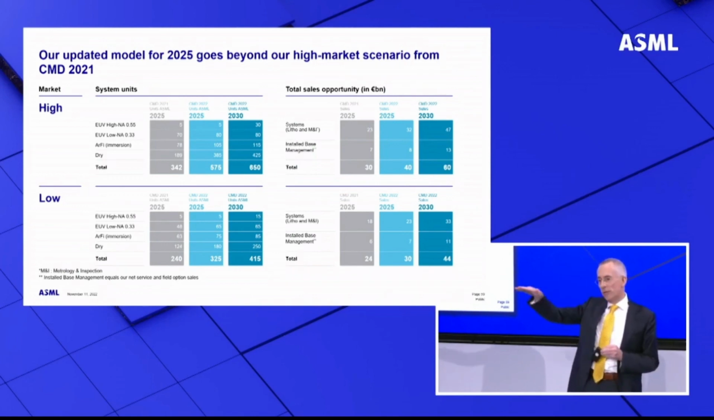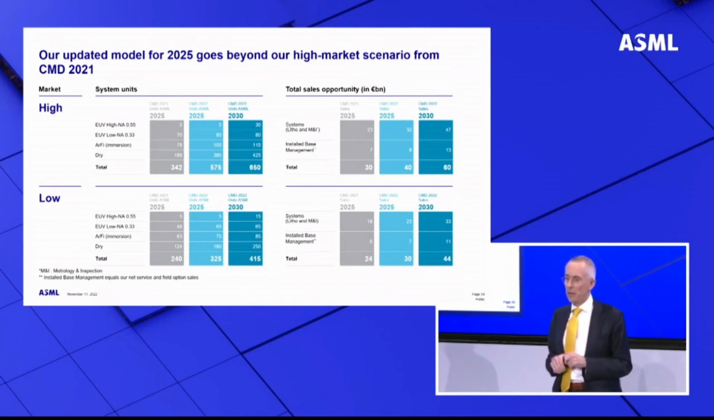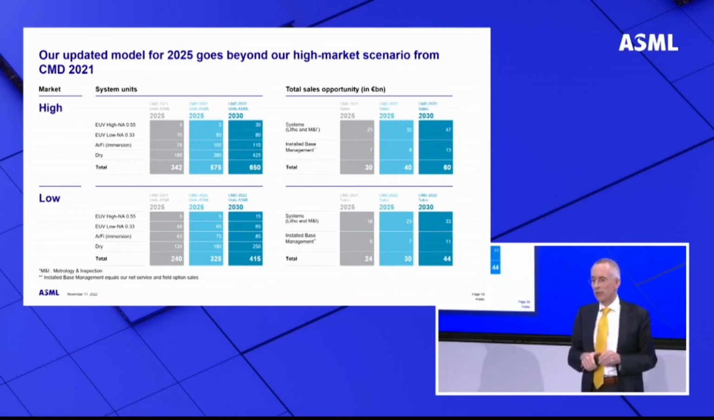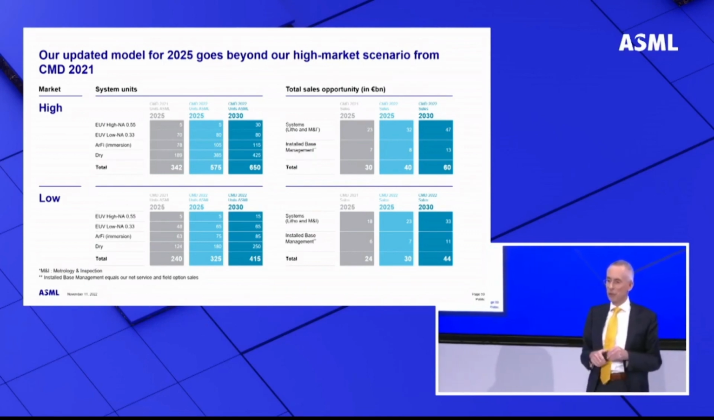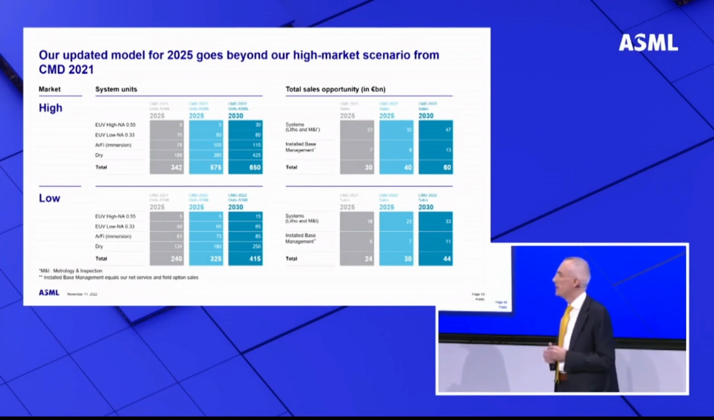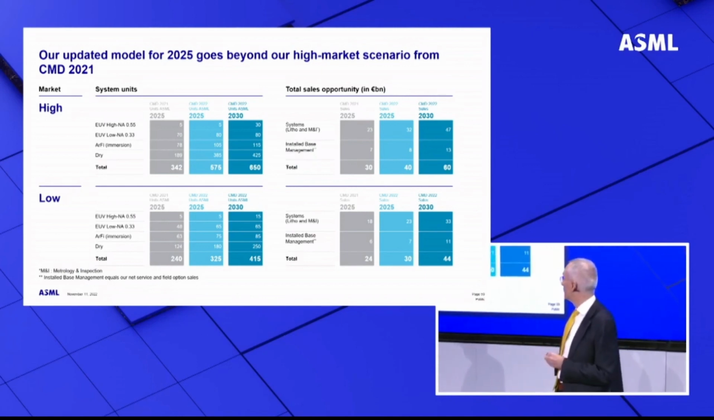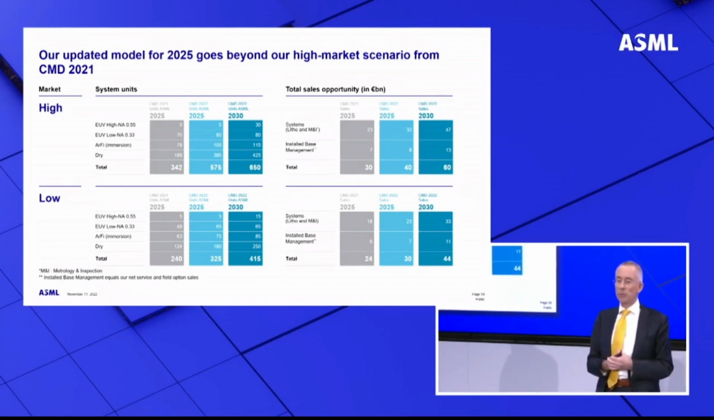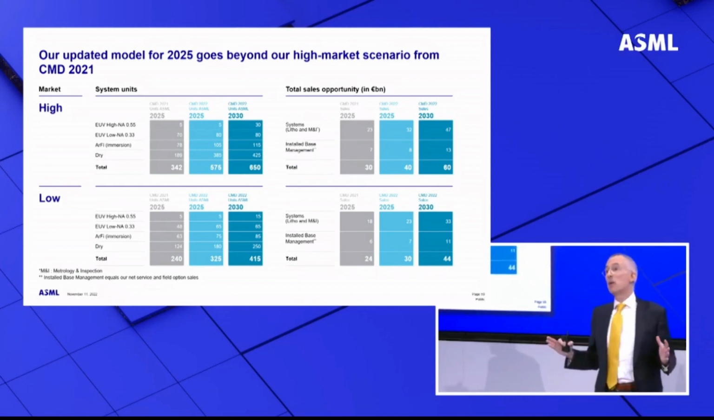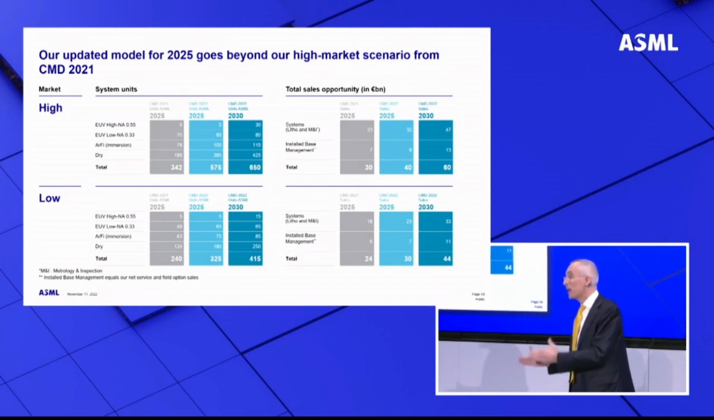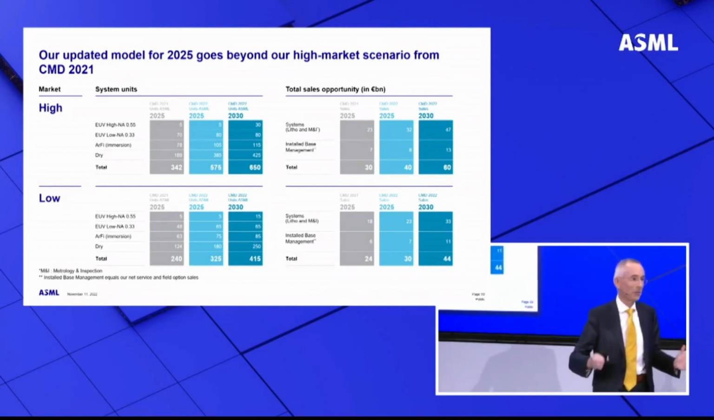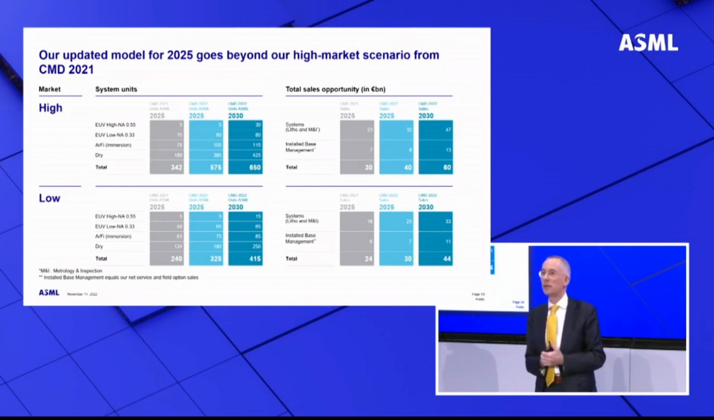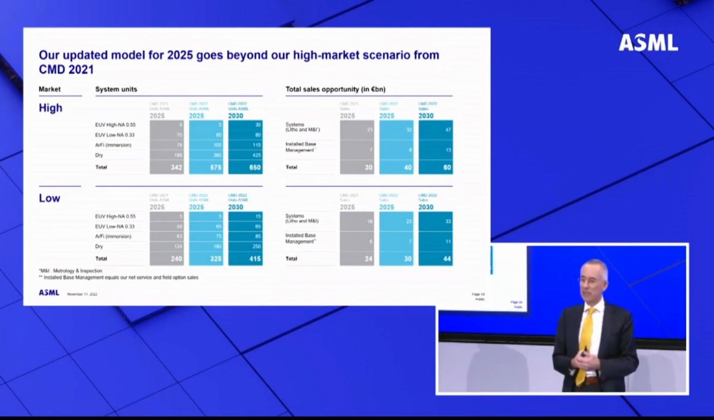You see Low-NA sort of at the same level, both in the high scenario and in the low scenario. And you actually also see that there is still a bit of dry and immersion, so a bit of deep UV that gets added to the capacity in the second half of this decade. So those are the main changes from 2025 to 2030. Again, please bear in mind that the tools that we're going to sell in 2030 are different tools from the tools that we're going to sell in 2025. So obviously the productivity and all the specs of the 2030 tools are at a higher level. And of course, that should also translate into a better ASP for those tools in 2030 in comparison to 2025.